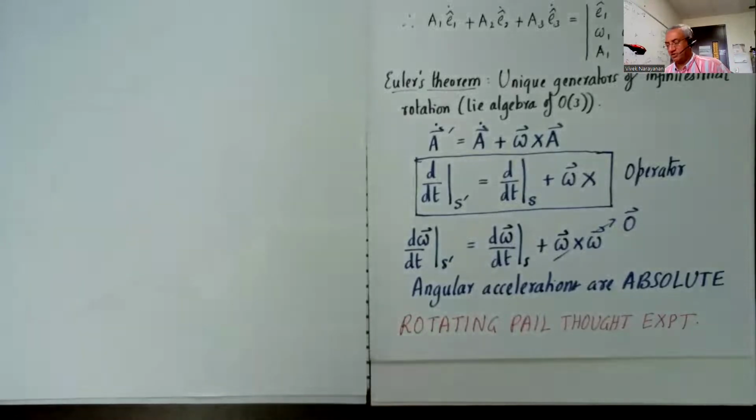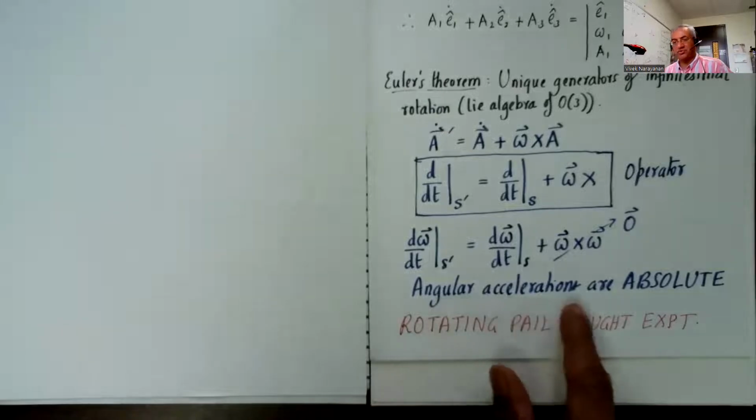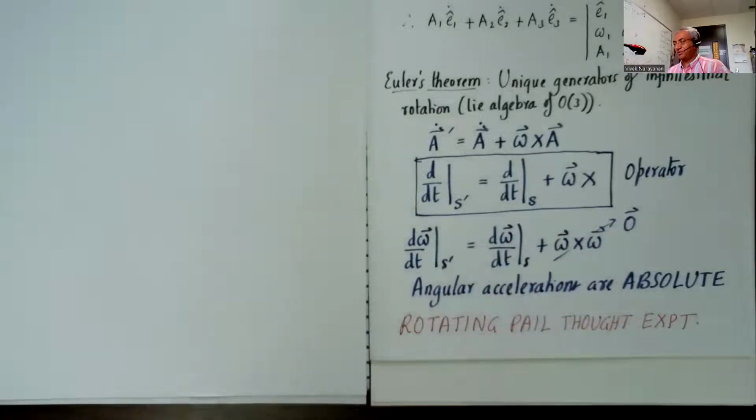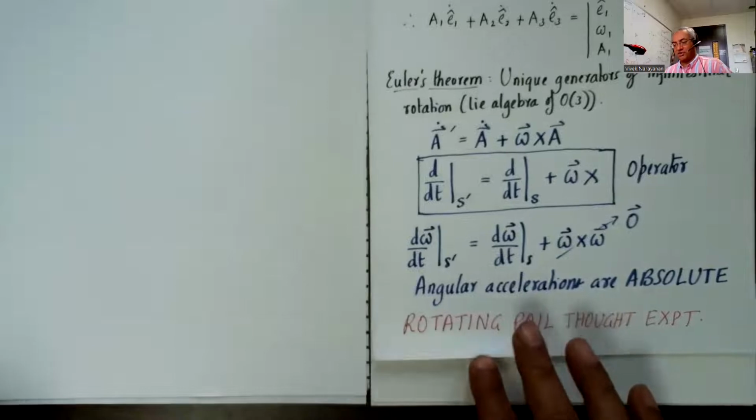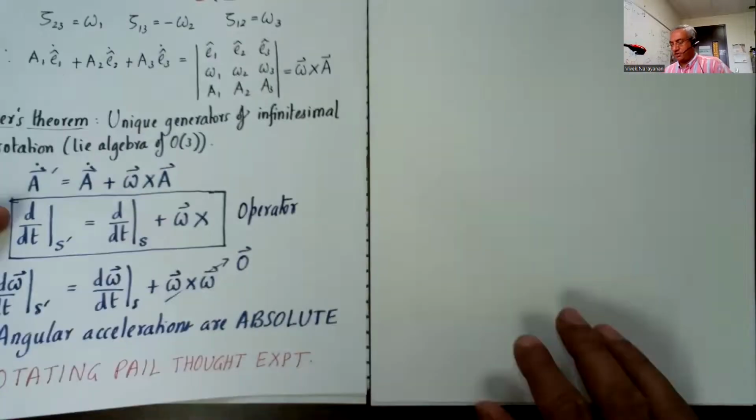So that's the proof that angular accelerations are absolute, right here. Now let's do Newton's second law using this operator.